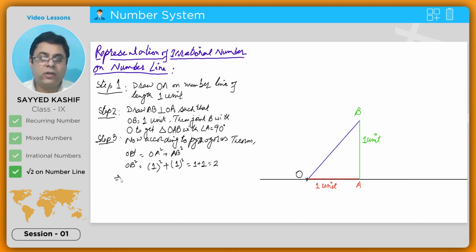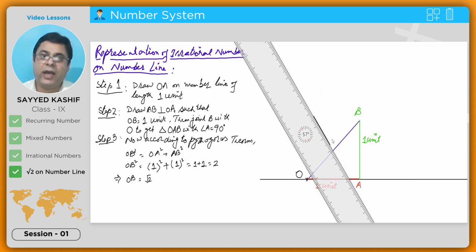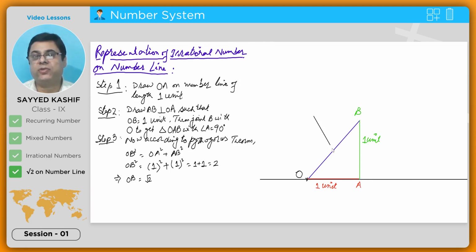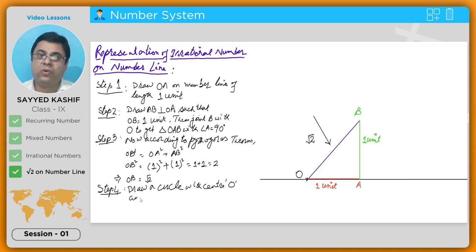Now, OB is not on the number line still. What we do is that we take O as the center and take OB as the radius of a circle. And we draw a circle with center O and OB as its radius. Say, for example, this particular circle cuts the number line at A dash. So, OA dash is equal to OB. That is equal to under root 2. It means OA dash represents under root 2 on the number line. That way we can represent under root 2 on the number line very easily.